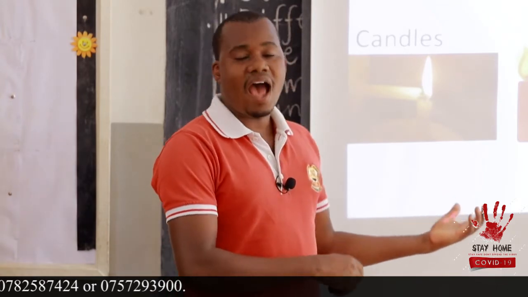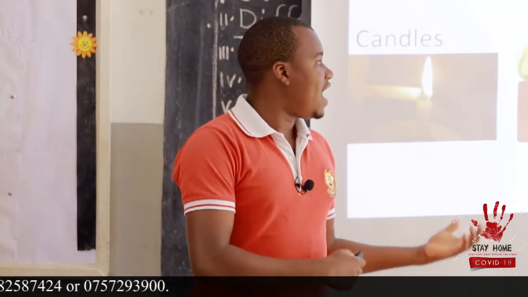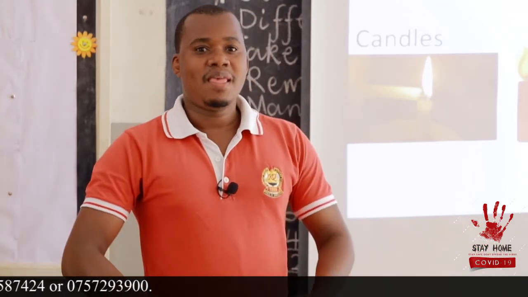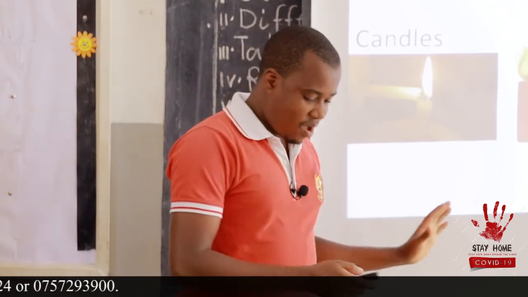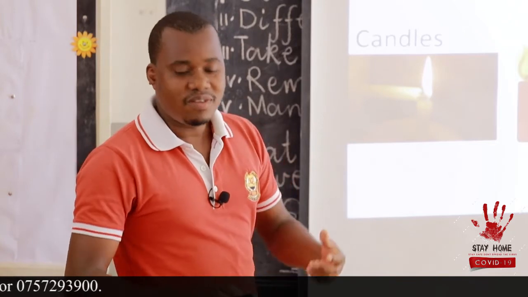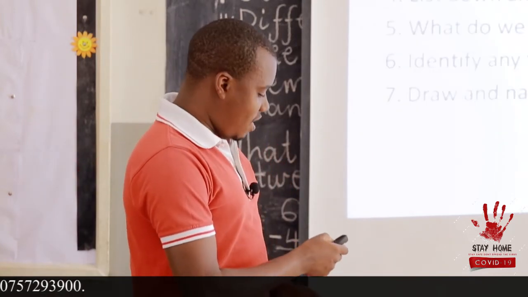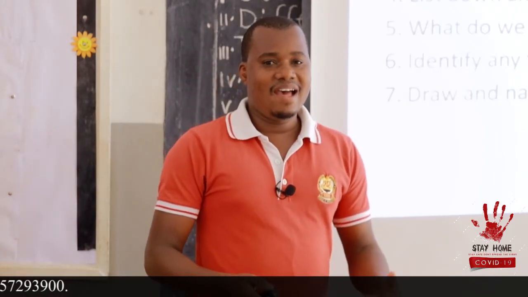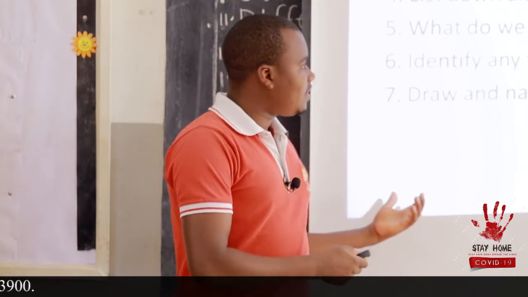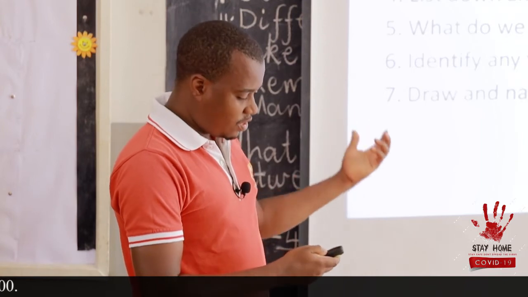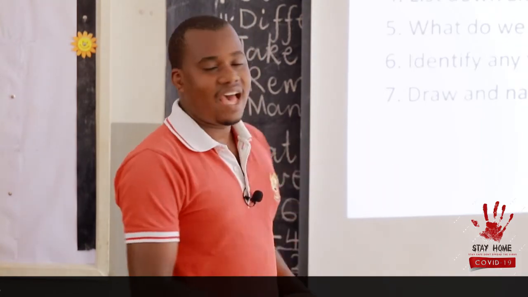And why is a candle called an artificial source of light? A candle is made by man. That is why it is called an artificial source of light. We move on, my dear children. Our lesson has ended for today. And so we are just going to sit down, concentrate, and write this activity.